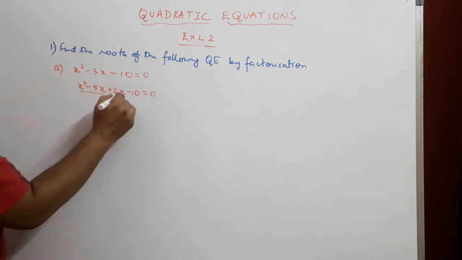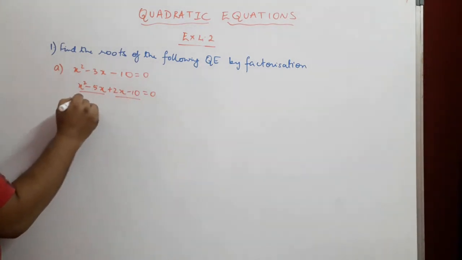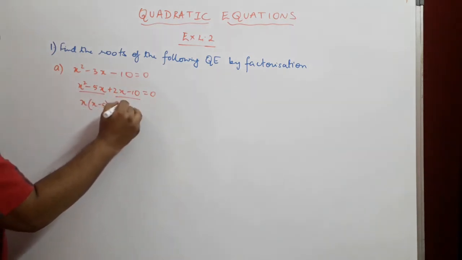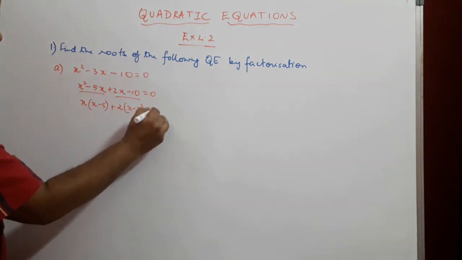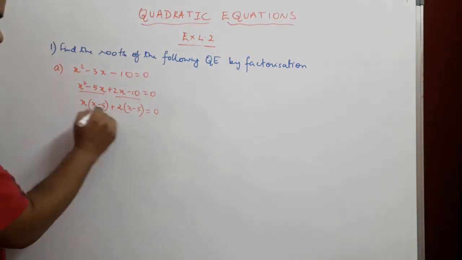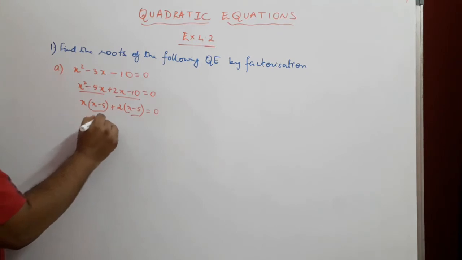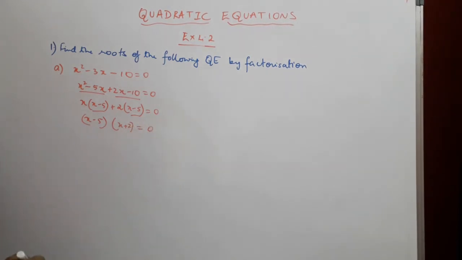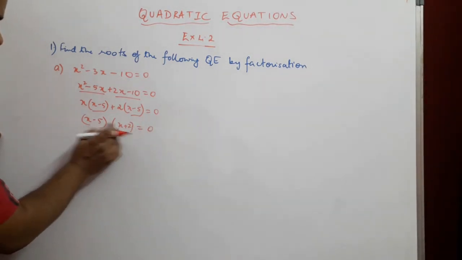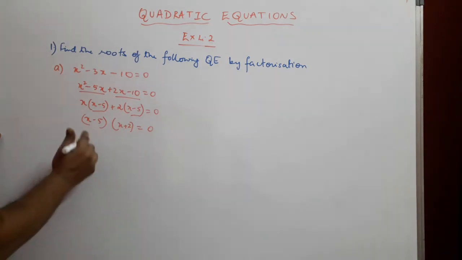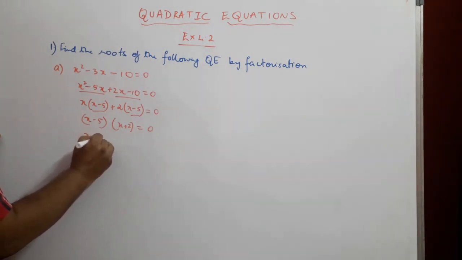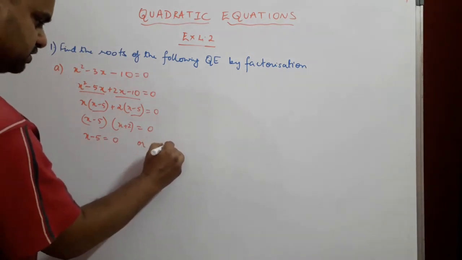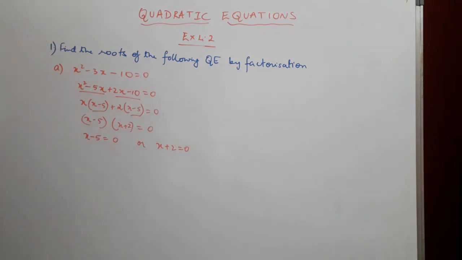Take x common between the first two terms and we take 2 common between the last two. So we get x into x minus 5 plus 2 into x minus 5 equal to 0. We take what is common, that is x minus 5, and x plus 2 remains, equal to 0. Now this means that x minus 5 is equal to 0 or x plus 2 is equal to 0. So that is how we find the roots of the equation.